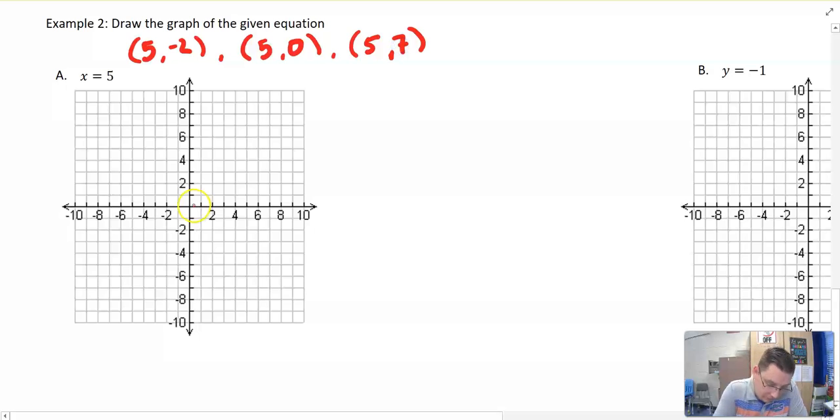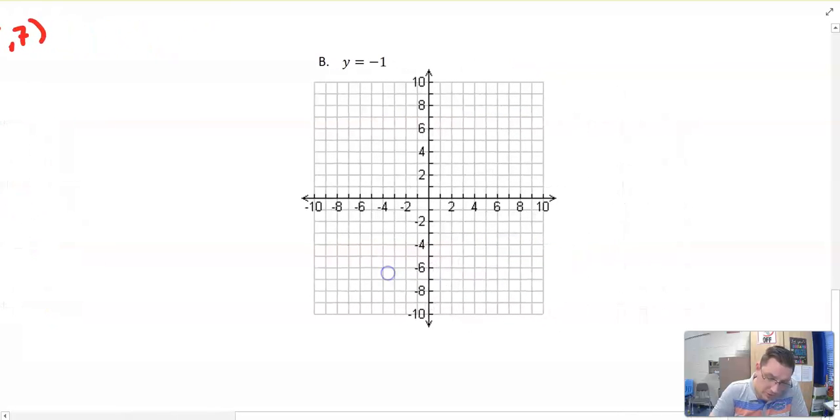Plotting those 3 points, 5, negative 2, 5, 0, and 5, 7, those 3 points are going to make a vertical line. Remember, it only takes 2 points to make a line. The third point is just a checkpoint to make sure that your line is actually correct. So again, if you see the equation x equals 5, just find some ordered pairs where x is equal to 5, and those 3 points will help you draw your line.